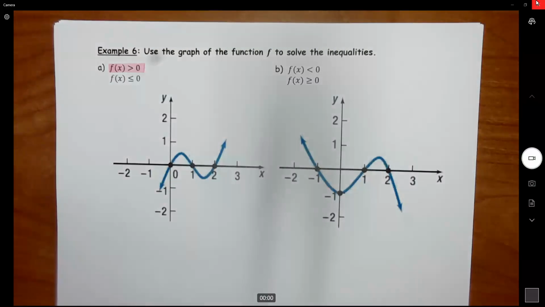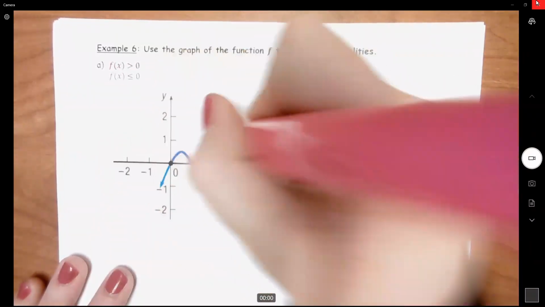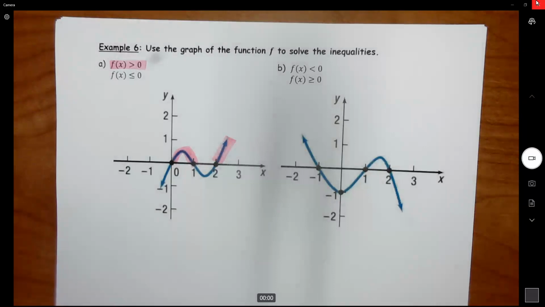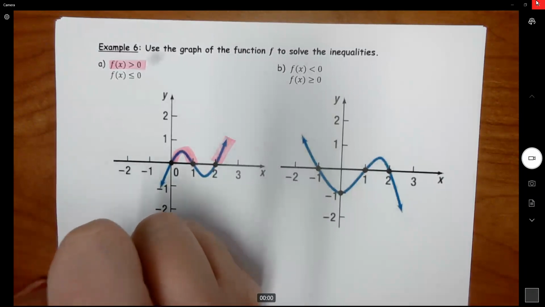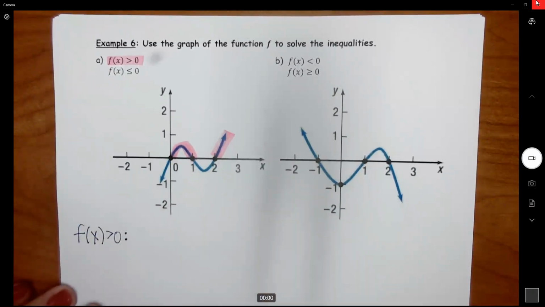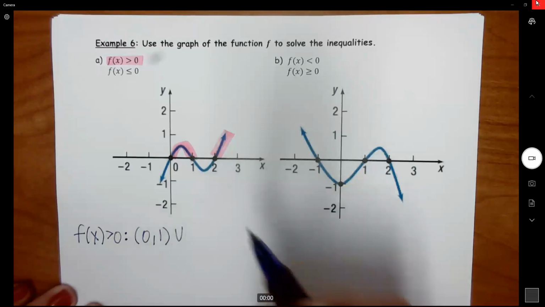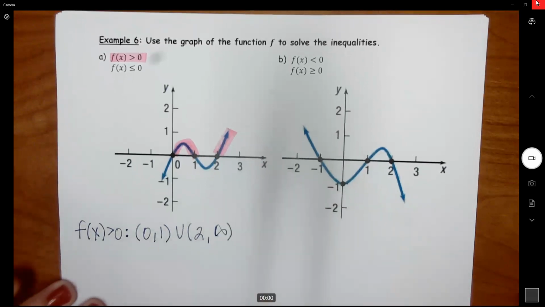So in the first one, I want to know when f of x is greater than 0. F of x is just another way to write y. So when y is greater than 0, that's going to be everything above the x-axis. Okay, so f of x is greater than 0 from 0 to 1, union, because we got two parts, and then to infinity.